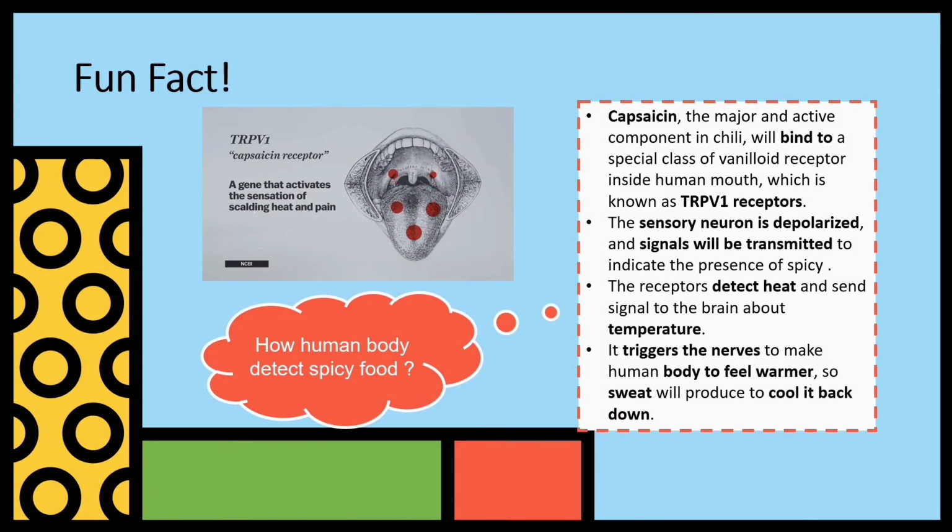One fun fact about chili: how the human body detects spicy food. Capsaicin, the major active component in chili, will bind to a special class of vanilloid receptor inside the human mouth, which is known as the TRPV1 receptor. The sensory neuron is depolarized, and signals will be transmitted to indicate the presence of spiciness. The receptors will detect heat and send a signal to the brain about temperature, and it triggers the nerves to make the human body feel warmer, so sweat will be produced to cool it back down.